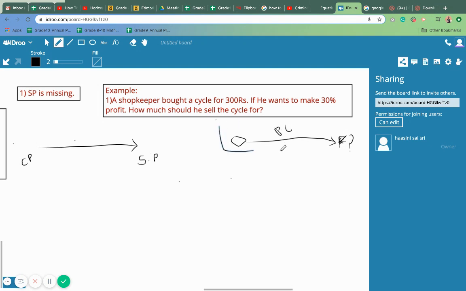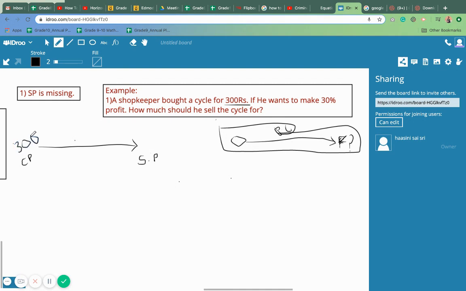Generally in percentage change, this is the flowchart we make. Similarly, in selling price and cost price, we have to make a flowchart. So let me start. Do I know what cost he bought the cycle for? Let me check. The shopkeeper bought it for 300 rupees. So this is where I'm getting my cost price. So I'm writing, okay, cost price is 300 rupees.